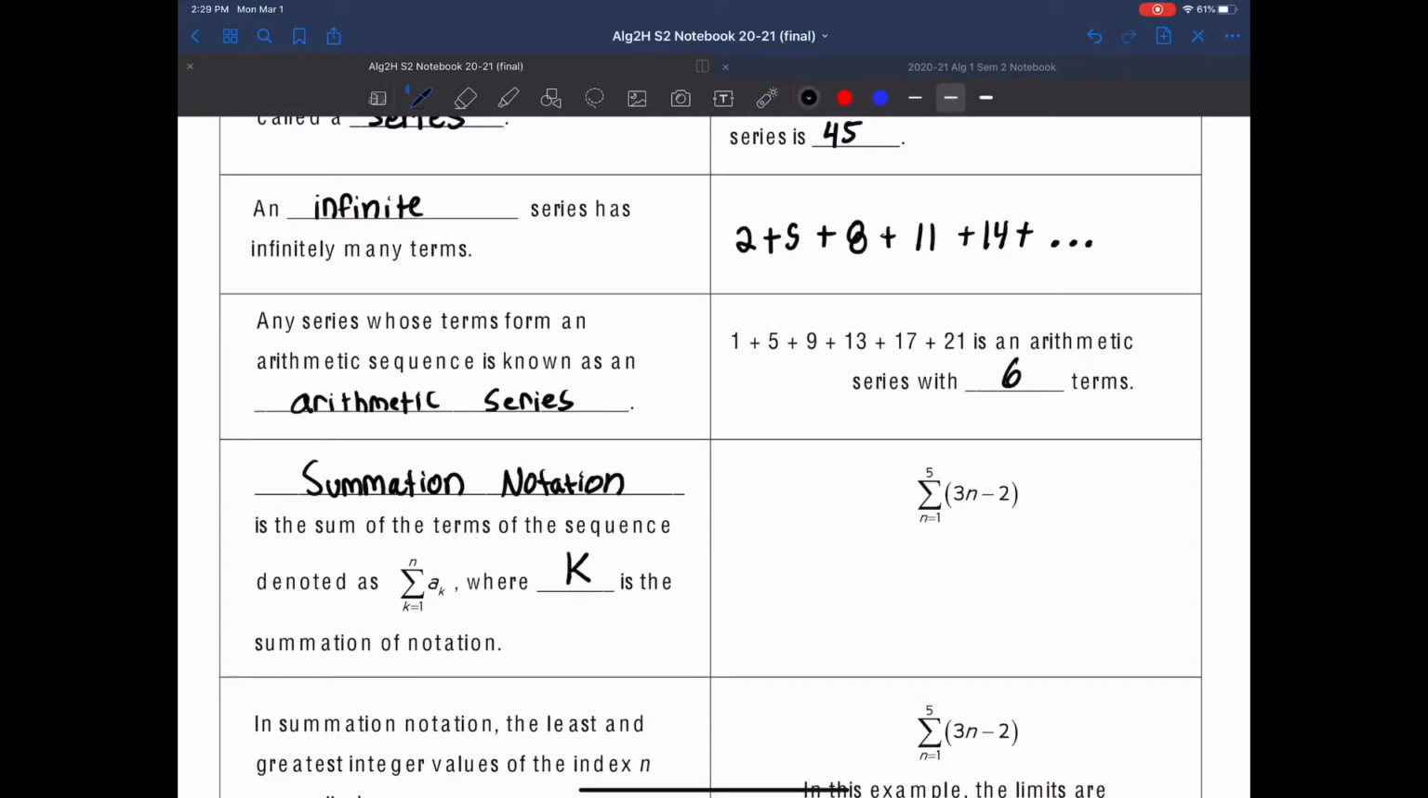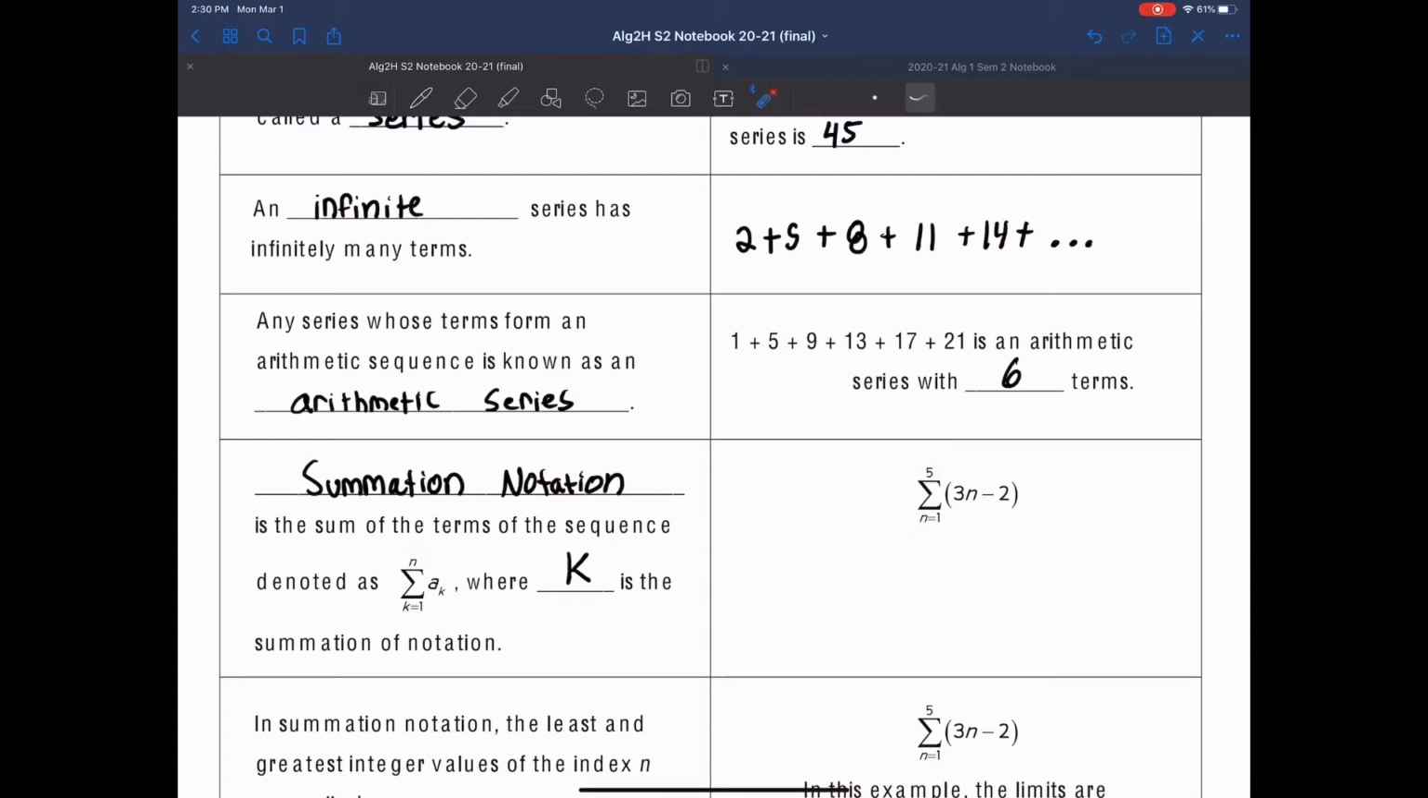Obviously that's a lot to unpack, so let's look at an example and talk about how this works. Say I have the summation notation that looks something like this: we have our sigma symbol, on the bottom of the symbol I have n equals 1, and on the top I have 5. Then I have the formula 3n minus 2. Let's talk about what this represents. This is another way of writing the sum of some sequence. N equals 1 is referred to as your lower limit. 5 is referred to as your upper limit.